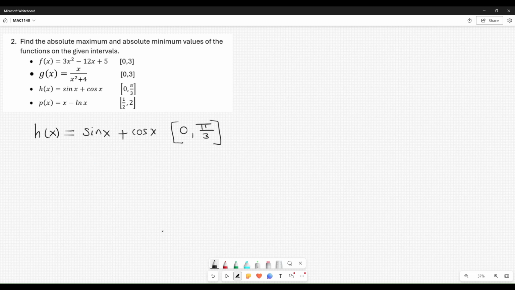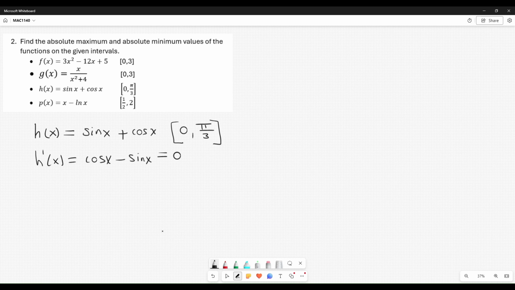Okay, now let's compute the first derivative. So h prime of x is equal to the derivative of sine, cosine, and the derivative of cosine is minus sine, and you will force it to be 0.